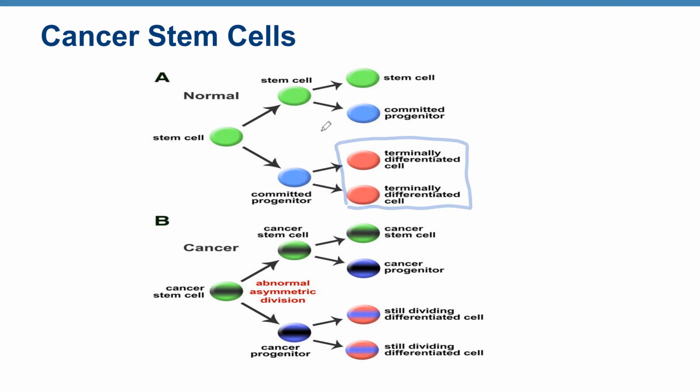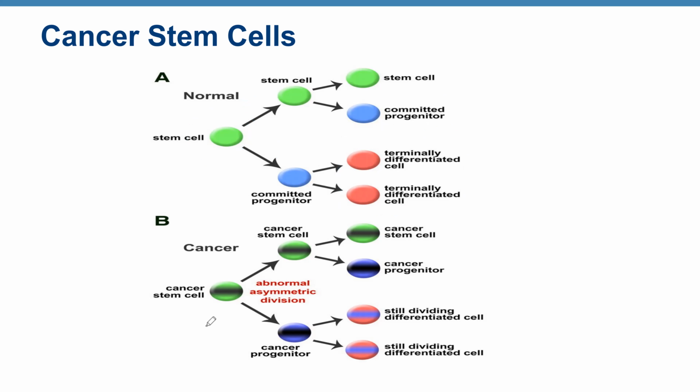And the stem cells, as shown over here, differentiate into committed progenitor cells. So the point is the stem cells divide and make more stem cells and make progenitor cells. Then they differentiate into terminal cells, mature cells that do not divide anymore.